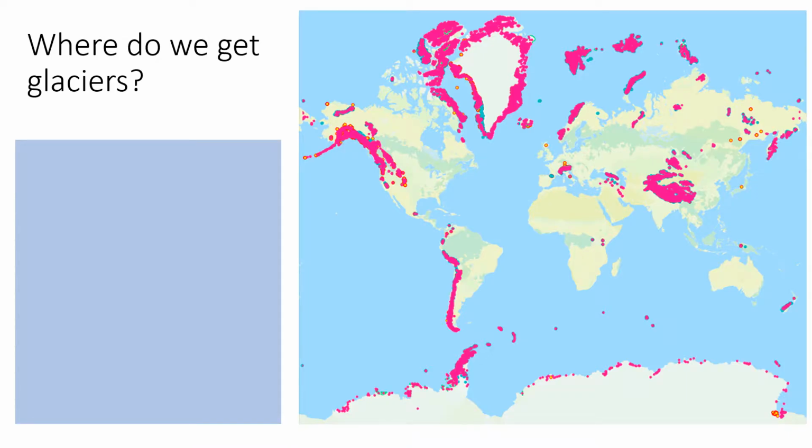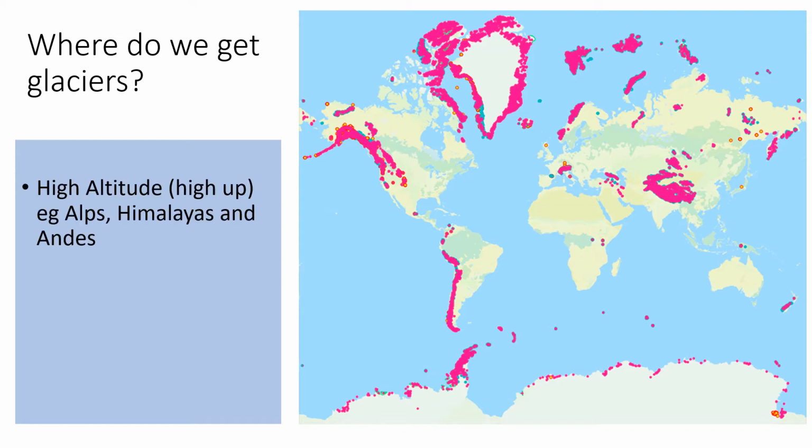So this map shows where we get glaciers around the world. The purple areas show where we've got glaciers around the world. Just pause it for a minute and think, what pattern can you notice? Where do we get glaciers? Think about the pattern. Okay, so hopefully you've spotted two key patterns.